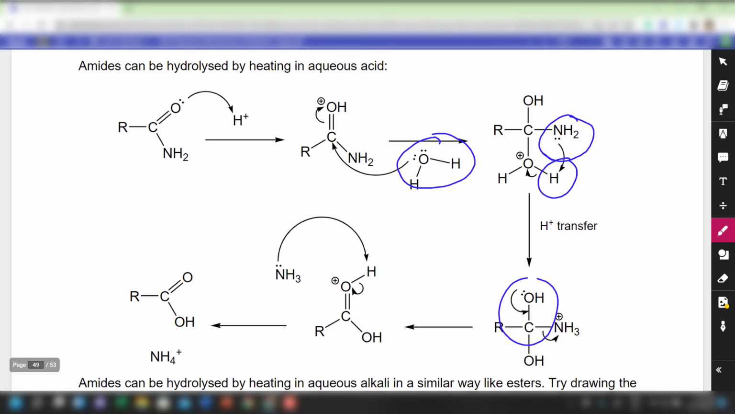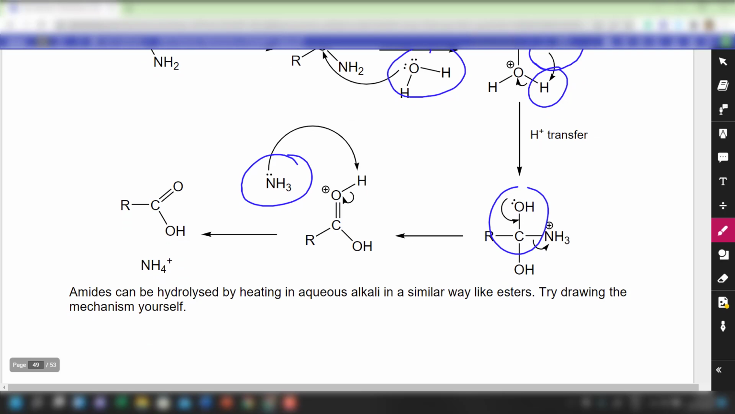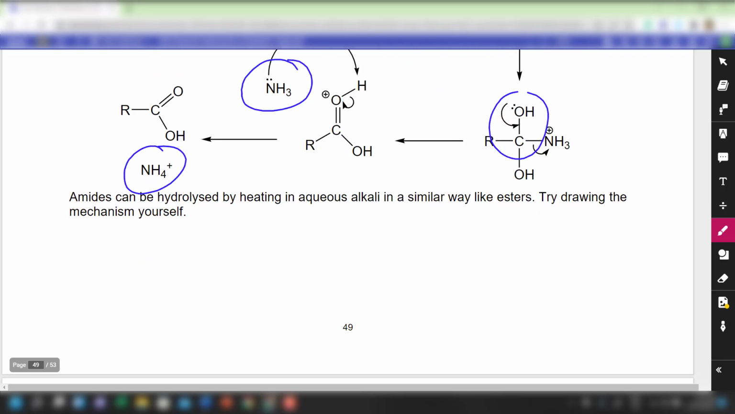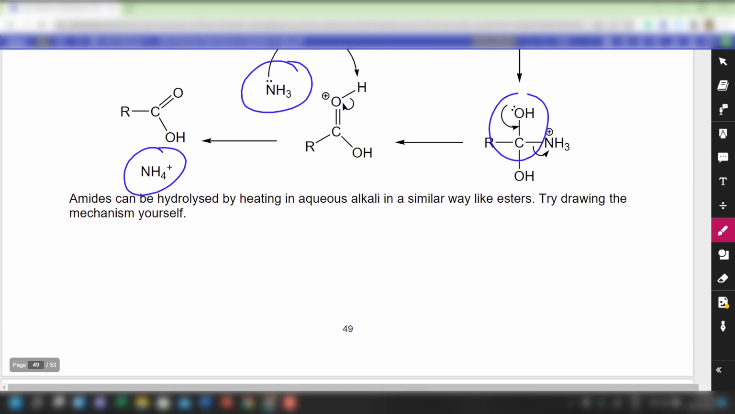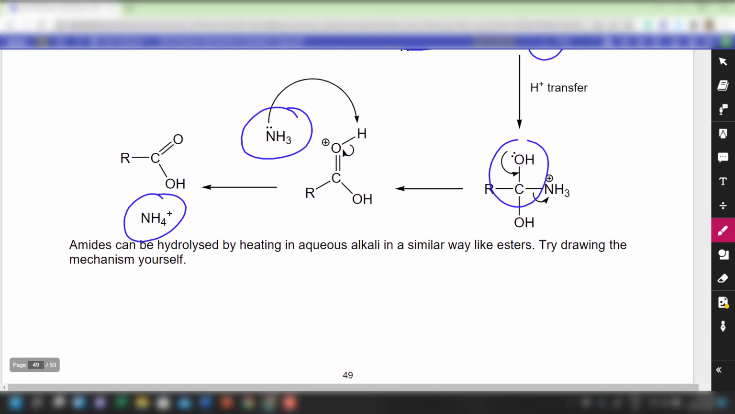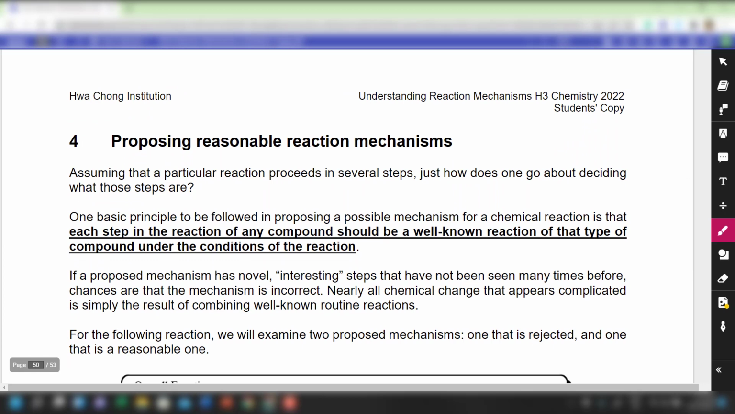Remember, in an acidic medium, the group cannot leave as NH2 minus, so it has to leave as a stabilized species. Of course, the ammonia group that leaves will now deprotonate the acidic proton from the carbonyl oxygen to give us NH4 plus, which is the ammonium. So this is a similar mechanism. You can draw it yourself if you want to. I think it will be good to practice the addition-elimination mechanism for H3 because they are of vital importance and often tested.